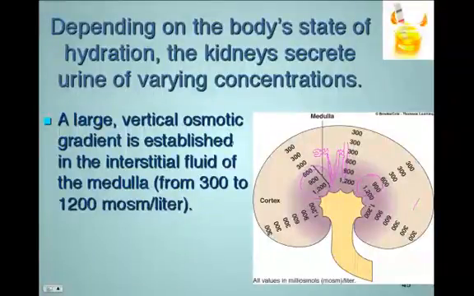So again, we see a large vertical osmotic gradient, which is what you're seeing here, established in the interstitial fluid of the medulla. And again, this is because of the countercurrent exchange or countercurrent multiplication.